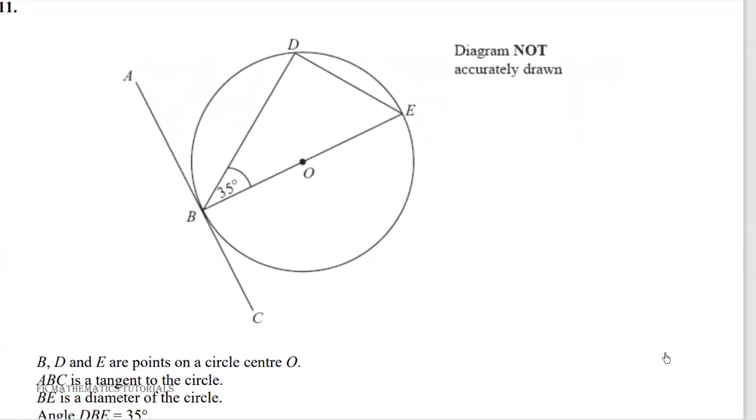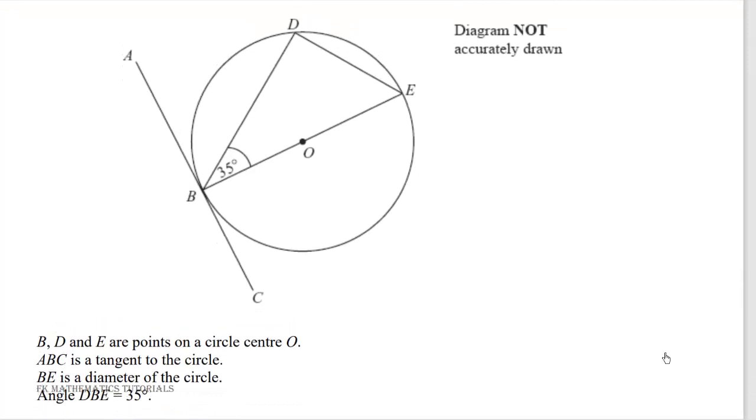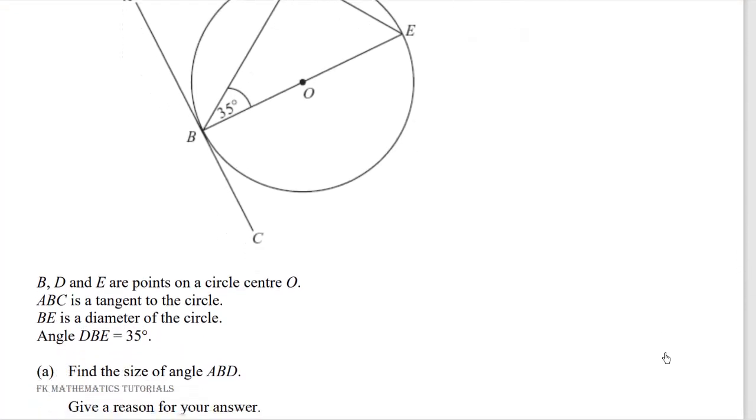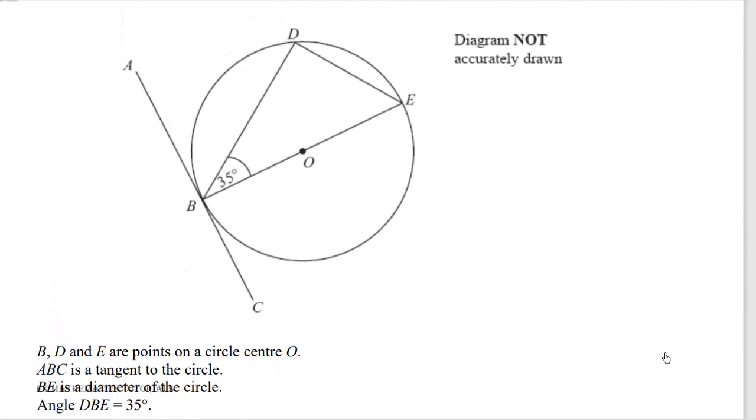B, D, and E are points on the circle center O. ABC is a tangent to the circle. BE is a diameter of the circle. Angle DBE is equal to 35 degrees. Find the size of angle ABD.